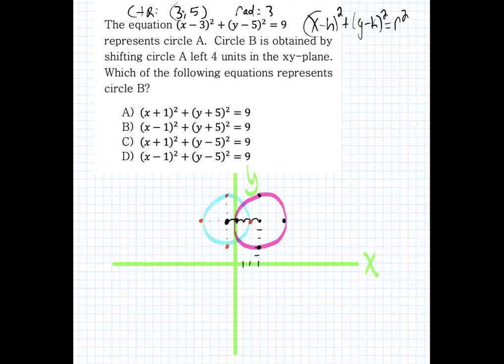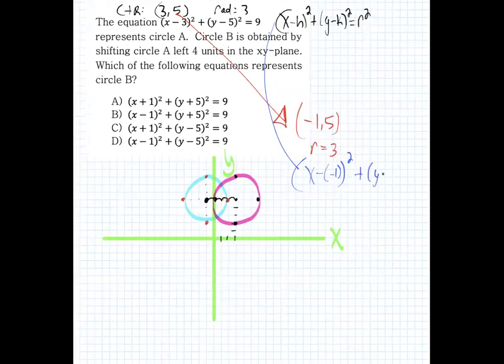But if the center is 3, 5, and then we go left 4, we should be able to say that takes us to negative 1, 5 without necessarily graphing it. And the radius is still 3. So in the x minus h equation, we're going to have x minus negative 1 squared and y minus 5 squared, and we're still going to have 9 because the radius hasn't changed.